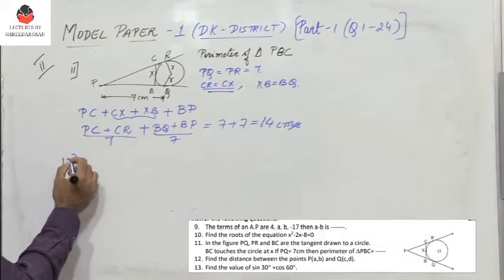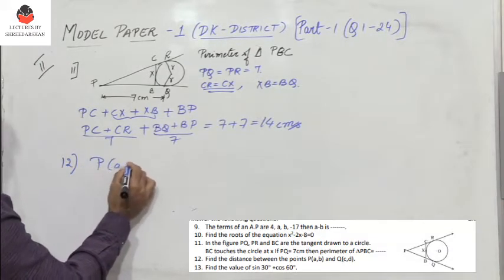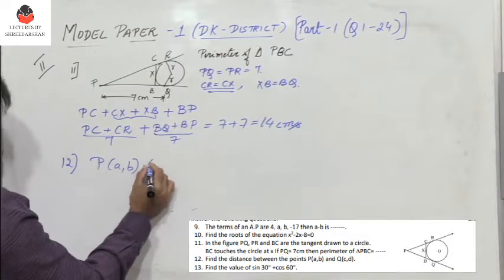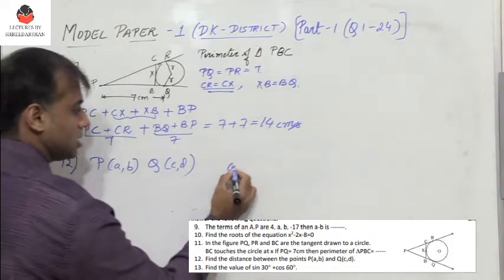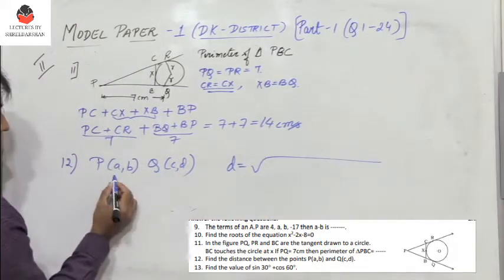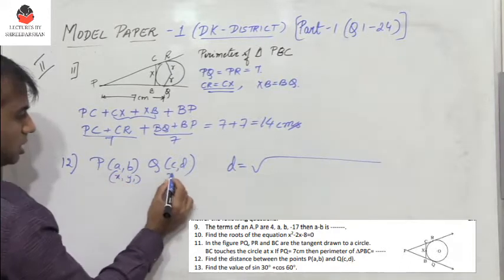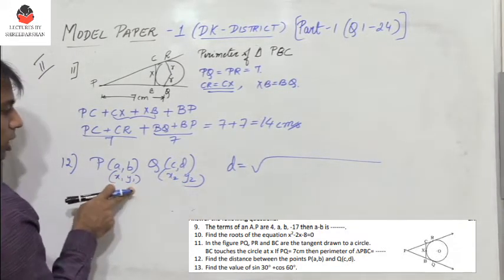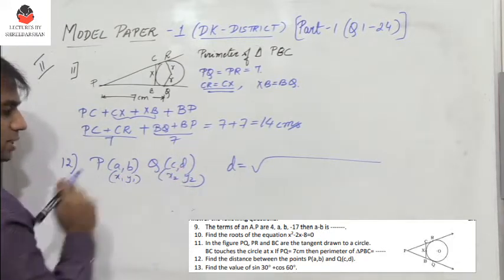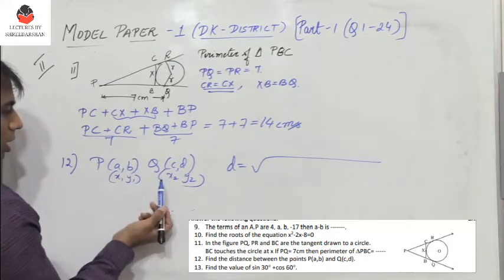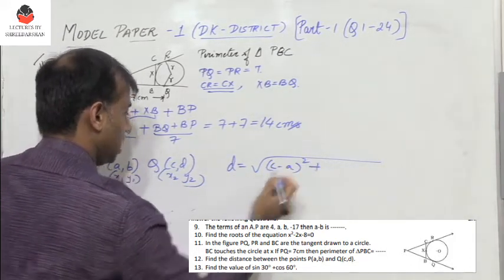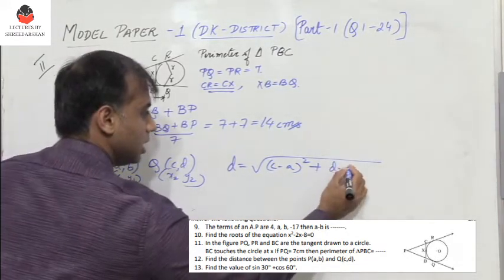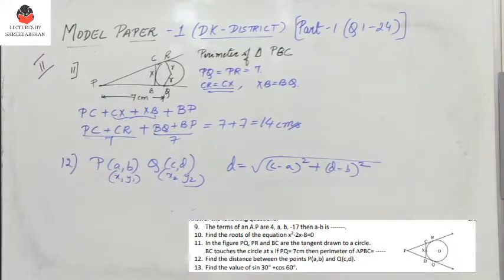12th one. Find the distance between the points P with coordinates A, B and Q with coordinates C, D. So we know that the distance formula is nothing but, so this is x1, y1, this is x2, y2. So instead of x1, y1 I have A, B, instead of x2, y2 I have C, D. So therefore it is x2 minus x1 the whole square, which is C minus A the whole square, plus y2 minus y1 the whole square, D minus B the whole square. So this is the distance, a very easy 1 mark problem.